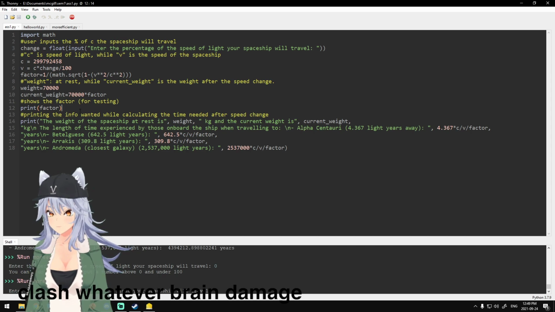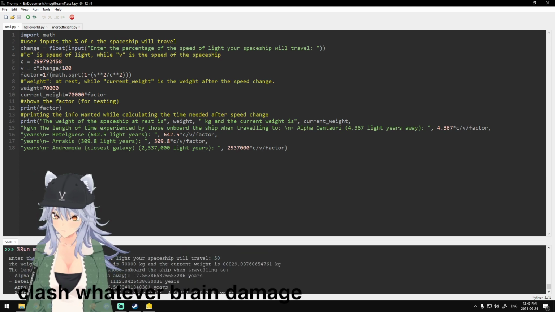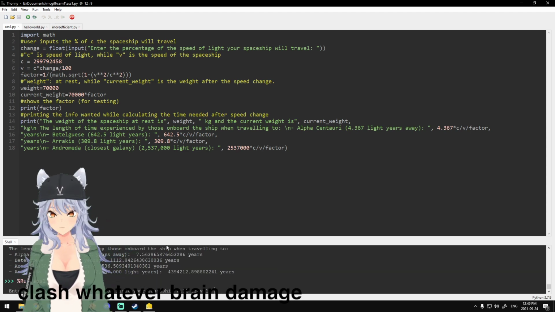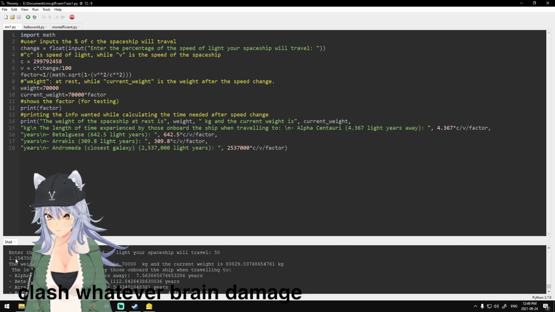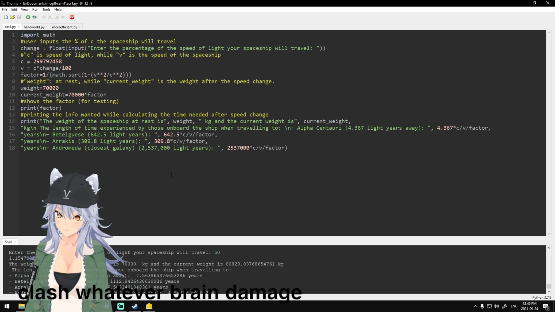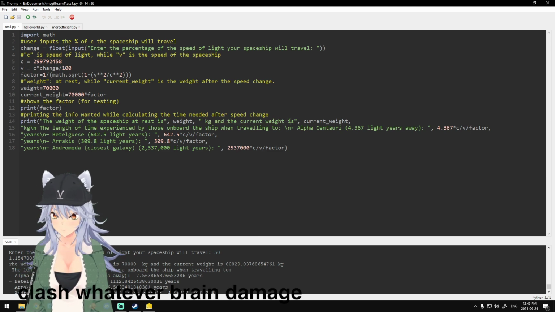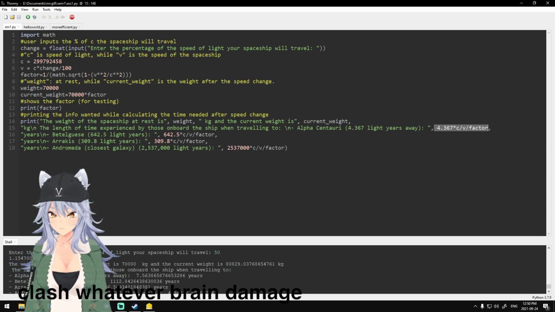Here I just want to test to see if you can print the factor. So for example, I write 50% here. That's the wrong program. Why do I keep doing that? Okay, I write 50% here. So here we have the factor, which is 1.15, and the weight of the spaceship, 70,000, and the current weight is 80,000. We're printing all of this. We're just showing everything. Also, we're calculating the time it will take in this print statement.